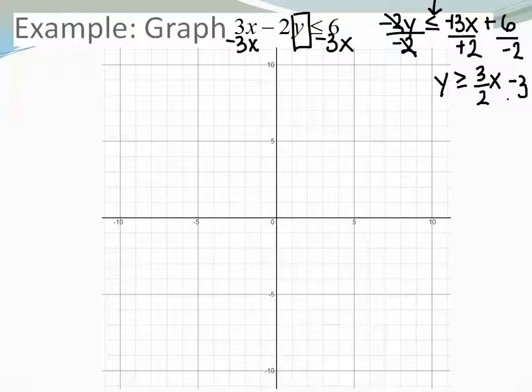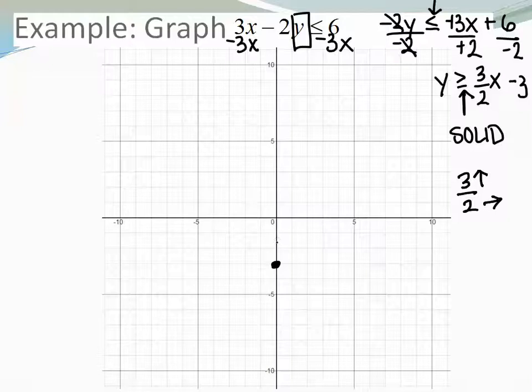So now we're just going to graph this line. Because it's got an equal to, that means we're going to make it solid. So then we're going to plug in the y-intercept, which is negative 3. 1, 2, 3, okay. And our slope is 3 over 2. So we're going to go up 3, right 2.